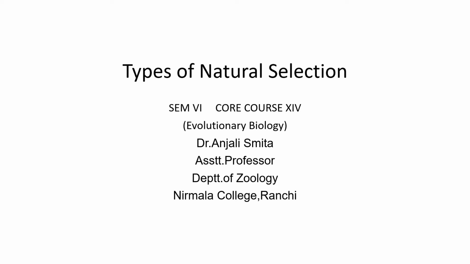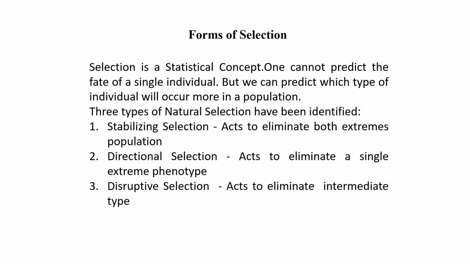It is a statistical concept and we shall be learning this by various graphs. Selection is a statistical concept. So you cannot predict the fate of a single individual, because whenever we are dealing with selection, we are dealing with a population group. But because it is a statistical concept, we can definitely predict which type of individual will occur more in a population. So what is this type of individual?